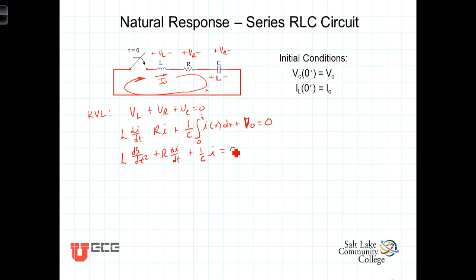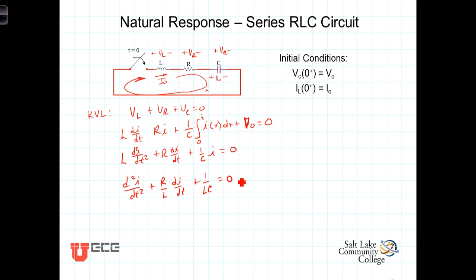Now, we divide both sides of the equation by L to get the coefficient in front of the highest order derivative to be 1, and we're left with the second derivative of I plus R over L times the first derivative of I plus 1 over LC times I equals 0. And once again, we have a second-order differential equation with constant coefficients. In this case, it is again homogeneous. The right-hand side is equal to 0.